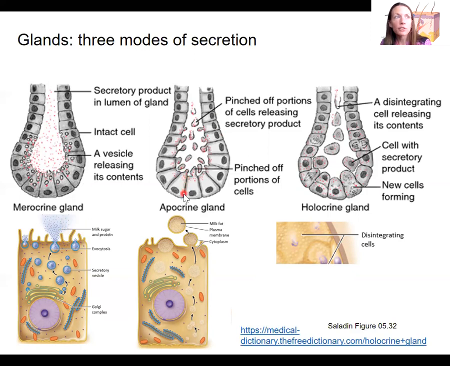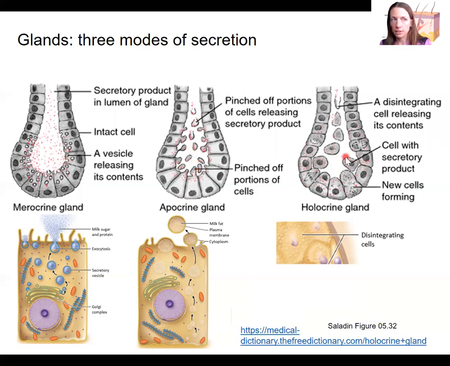Apocrine glands work a little differently. Instead of just being vesicles, it's similar, but they are actually pinched off whole chunks of cytoplasm. So it's not the Golgi apparatus packing up vesicles. Instead, there are just chunks of cytoplasm that kind of slough off. And then the contents are released the same way as over here, but in almost larger vesicles by the time they get to here. They're technically not vesicles. They are chunks of cytoplasm. That's apocrine mode of secretion.